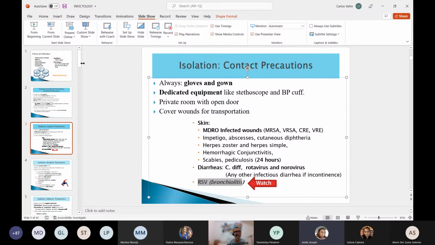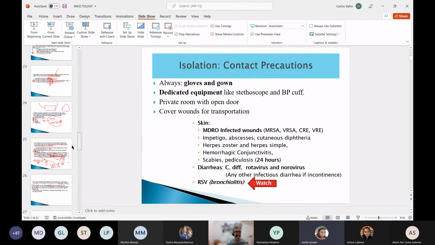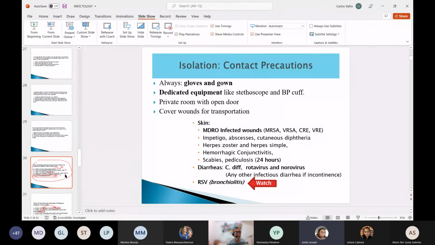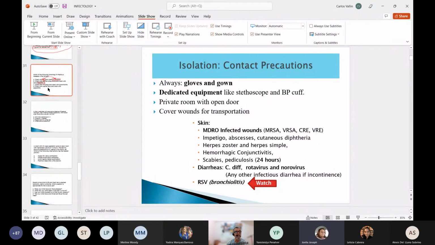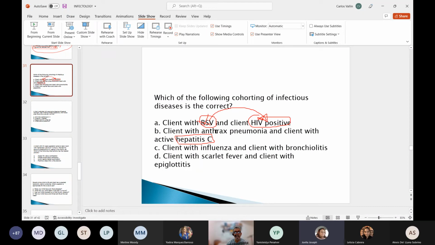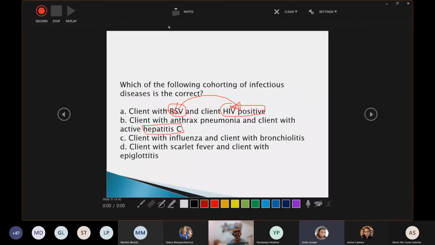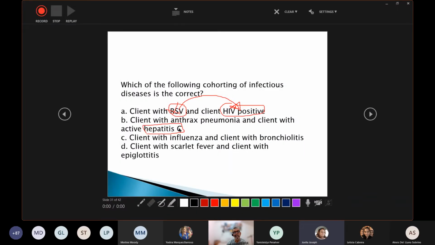Okay, so based on this statement and knowing that anthrax is standard and hepatitis C is standard, yes, we can cohort these two clients. This is one bed. This is another bed. They cannot pass the disease through the air.